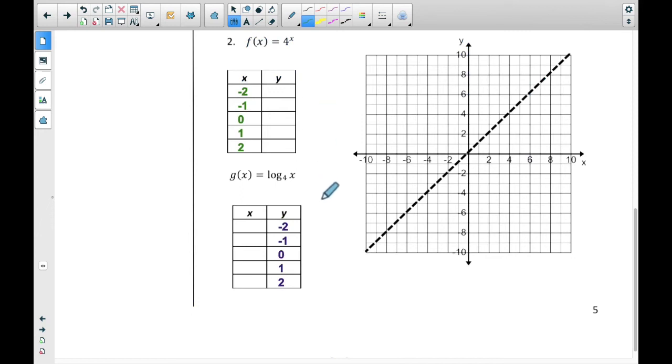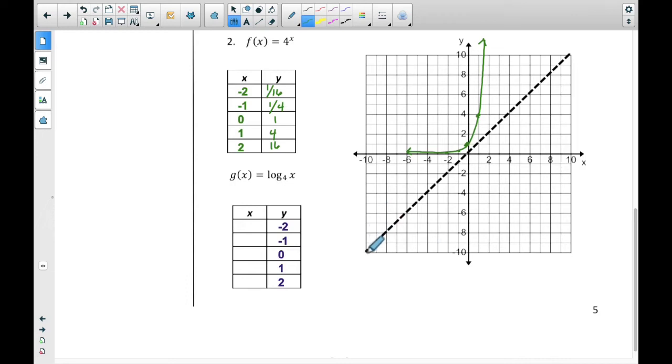Okay, same problem, and you're going to see how similar these graphs look. Take a minute right now, see if you can fill out this table and graph it. Okay, here's the graph for y equals 4 to the x. It's a little bit steeper, right? And so here's our table. I went ahead and plotted those.